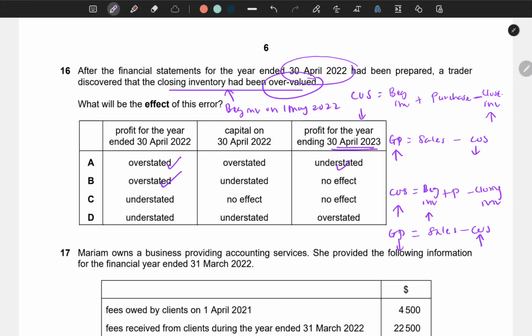So the suitable answer here is obviously A. Why is the capital overstated? Because profit is higher. When profit is higher, capital will increase, so it is overstated also.